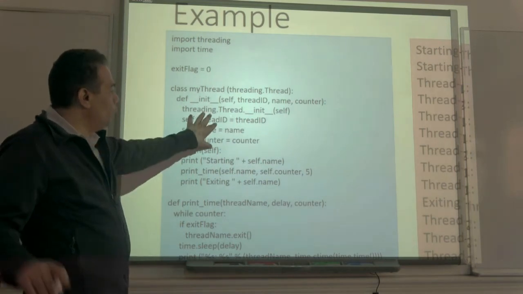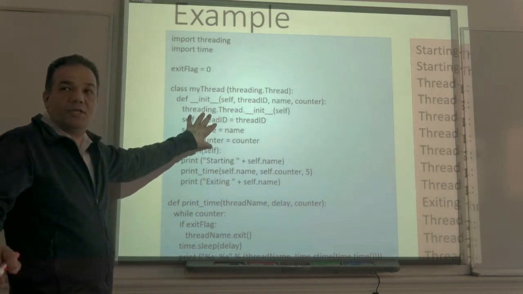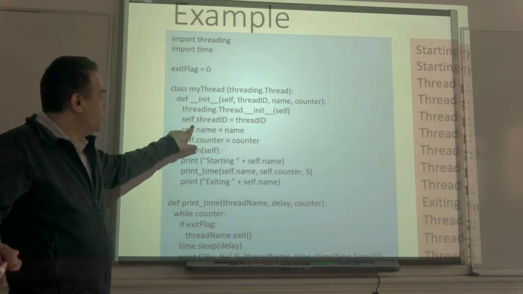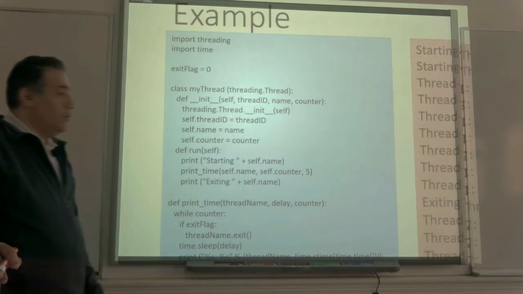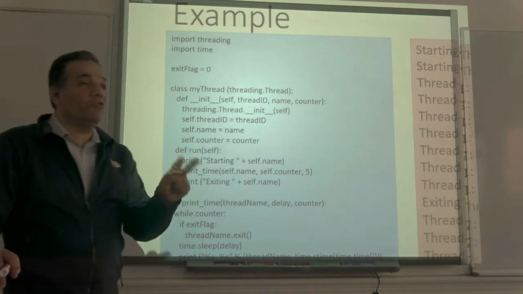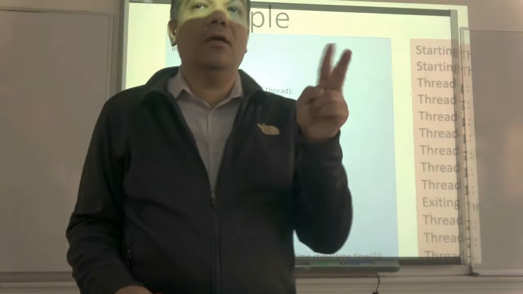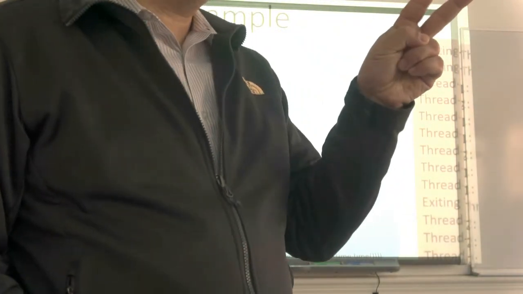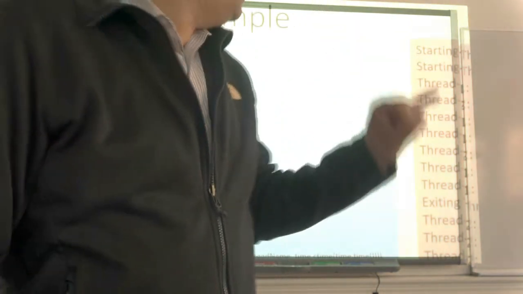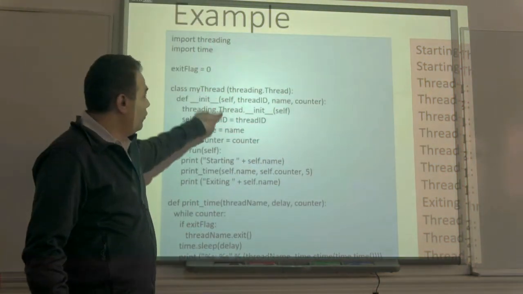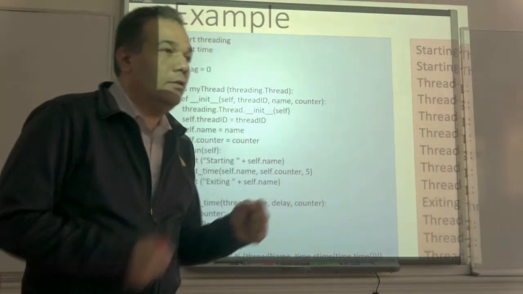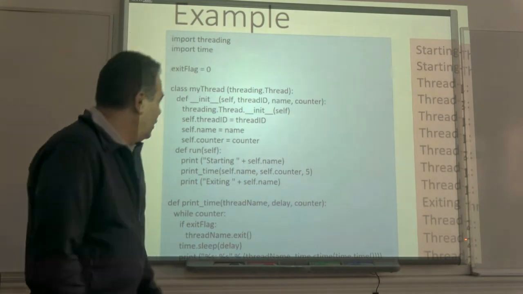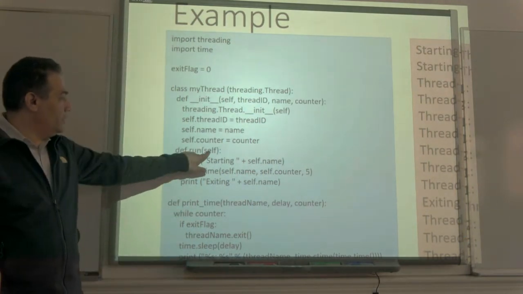All right, now what I have to do next, initialize the attributes. So thread ID, name, counter. I said we have to override how many methods? Two. What is the first one? The constructor, which we did. We override the constructor. What's the second one? The run. Run, so run self.